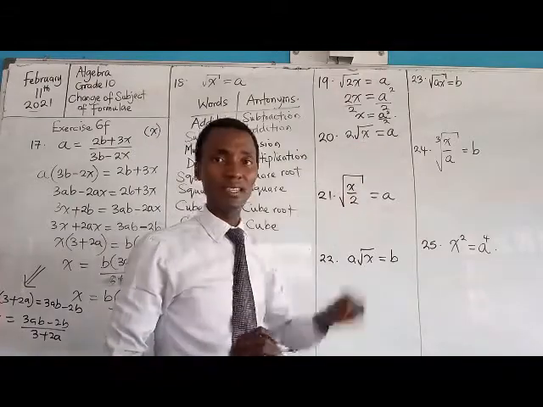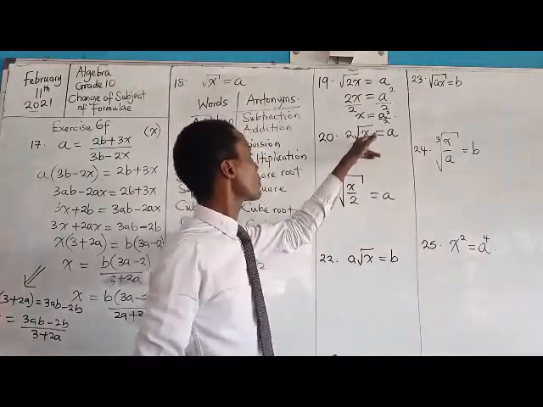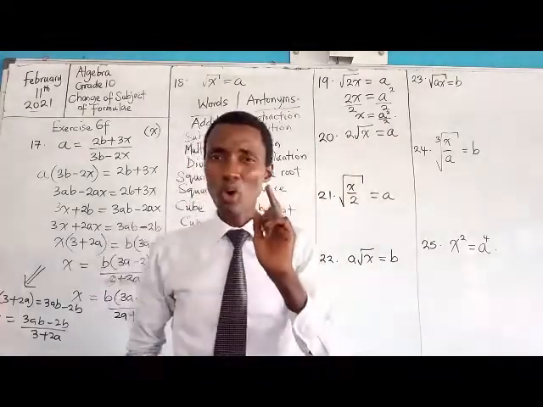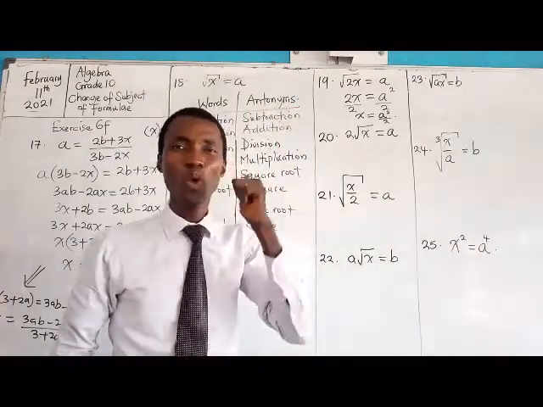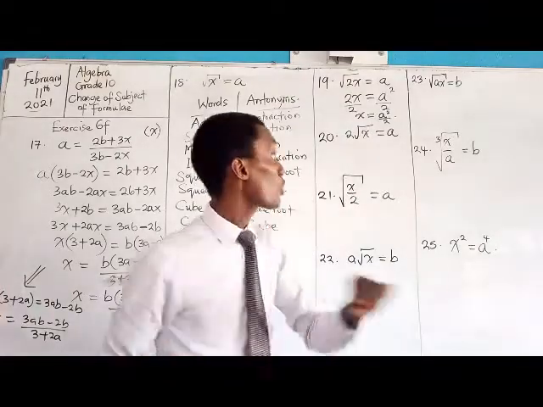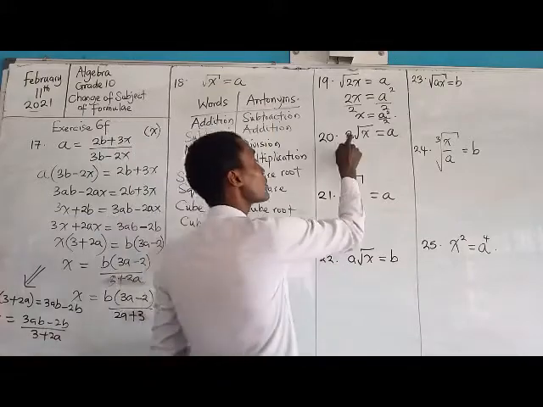In question 20, we notice that we have 2 root x equals a. You cannot apply your antonym except the coefficient of the unknown is 1. So before you can apply our antonym rule, you need to take care of this foreigner.